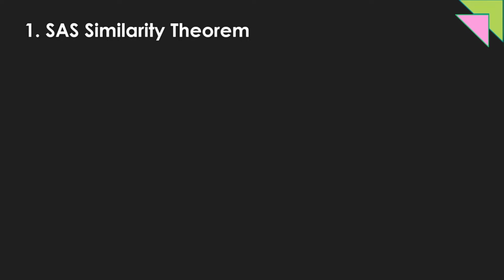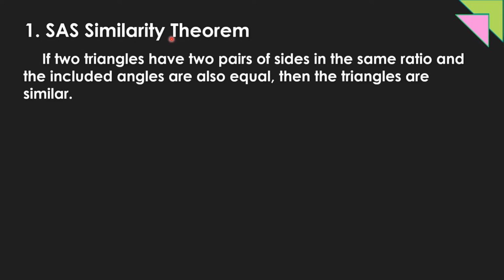Next is the SAS Similarity Theorem. S refers to side, A refers to angle, and S refers to side. So that is the side, angle, side similarity theorem. If two triangles have two pairs of sides in the same ratio and the included angles are also equal, then the triangles are similar.